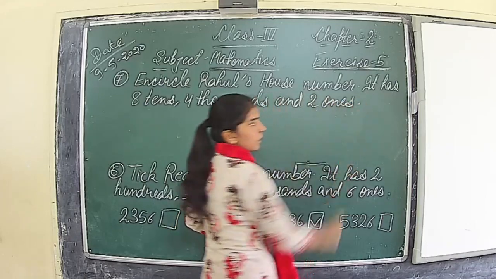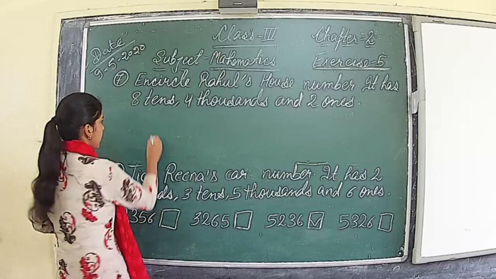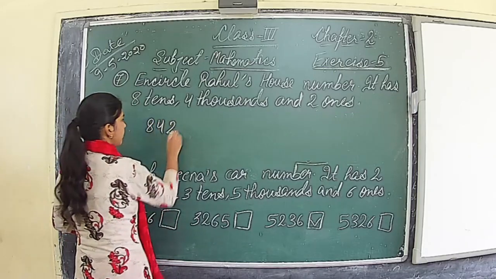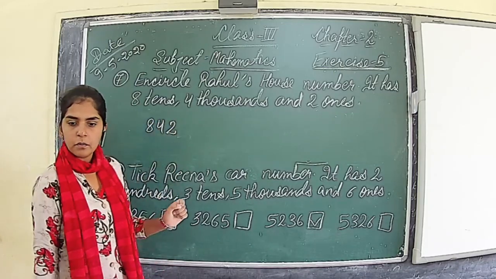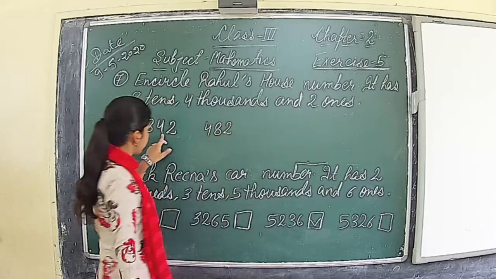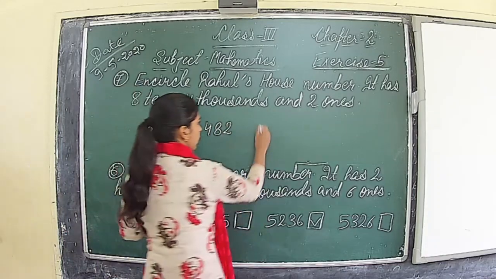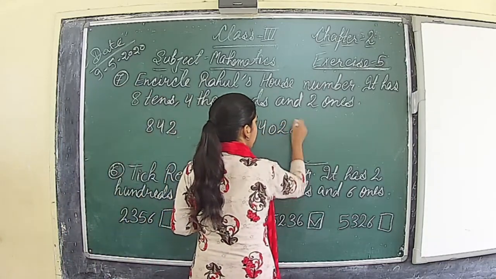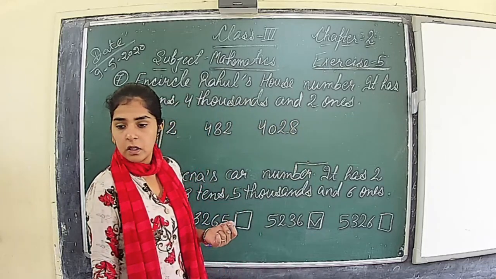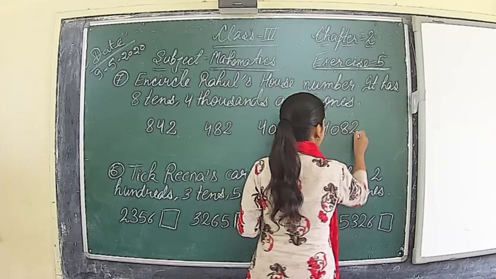Okay? So let us write the numbers. First number is 842. Next number is 482. Next number is 4020. And the next number is 4082. Okay? So these are the numbers.